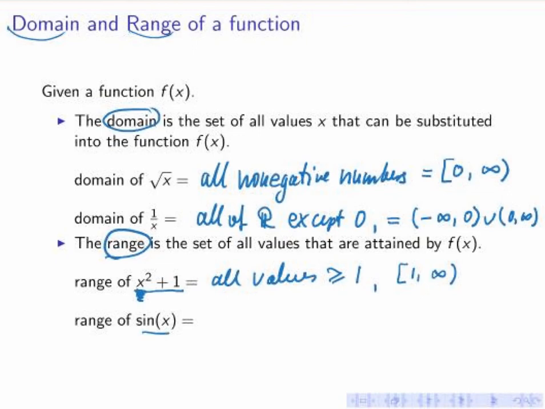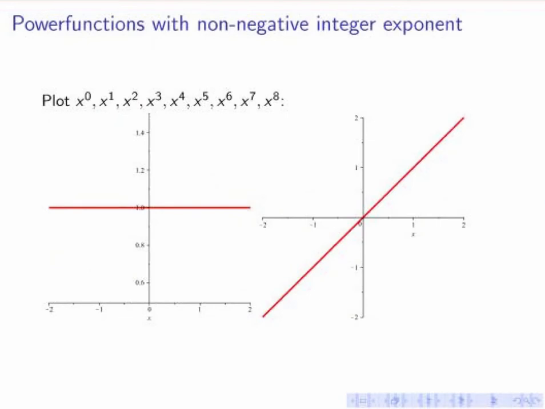For the sine function, we know it oscillates between plus and minus 1, right? And it looks like this. So here is 1 and here is minus 1. So the range of this function is the interval minus 1 to 1. But here is a very curious fact.